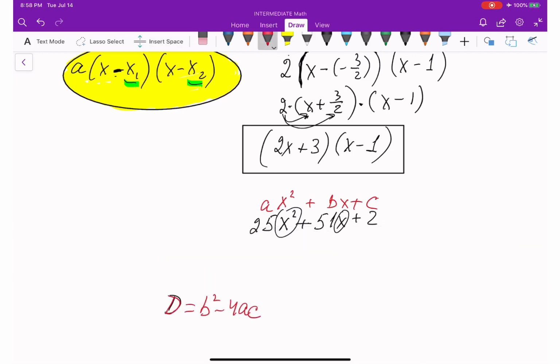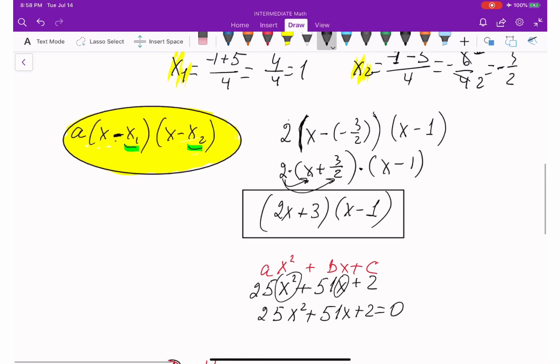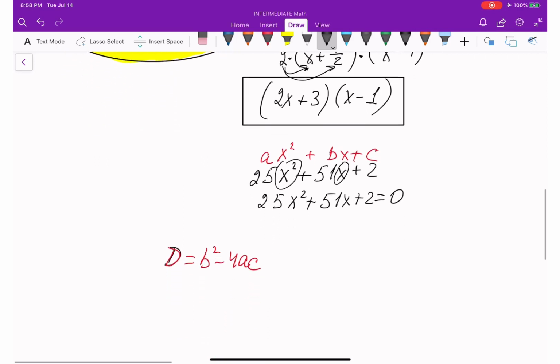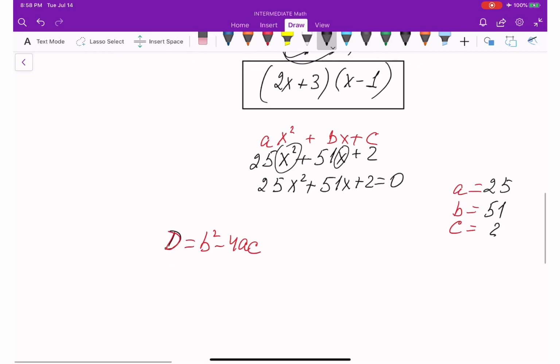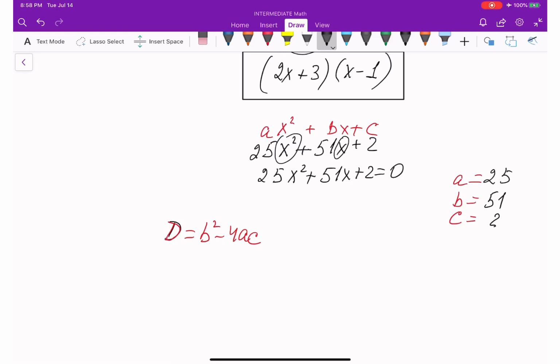Before we solve it, remember what we have to do. Represent it as an equation: 25x squared plus 51x plus 2 is equal to 0. So let's write out a, b, and c. A is how much? 25. B is 51. And c is 2.